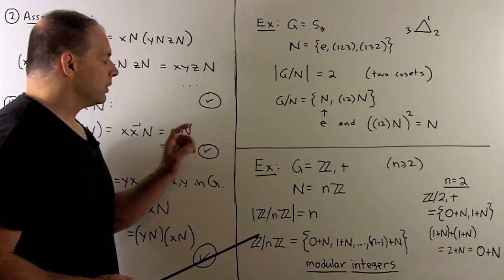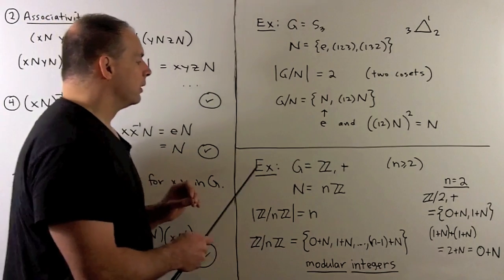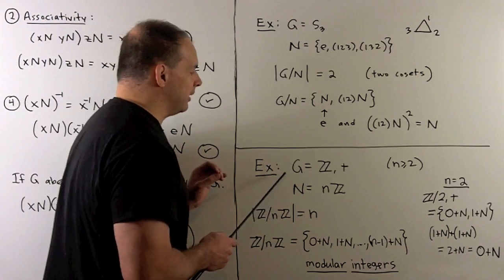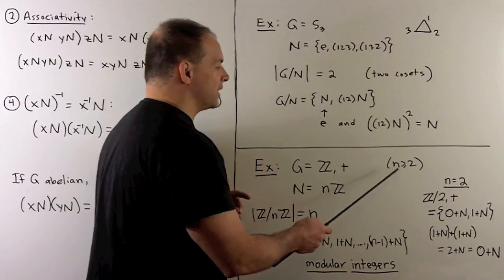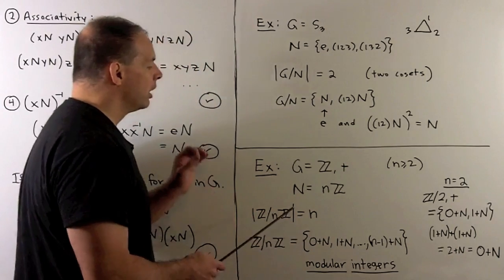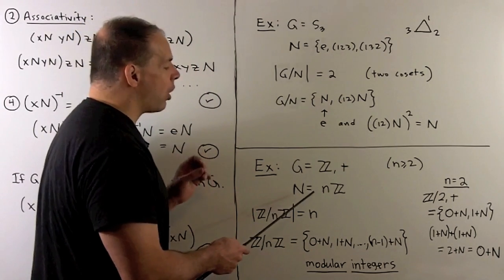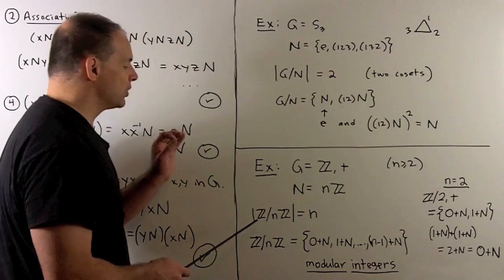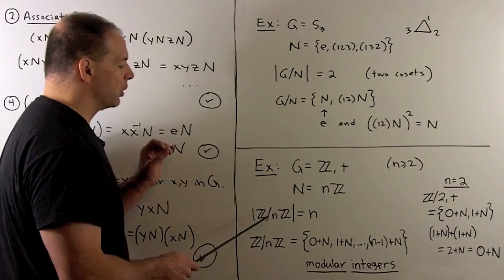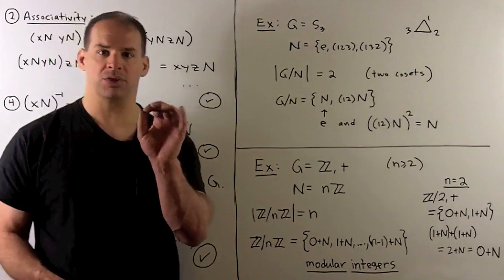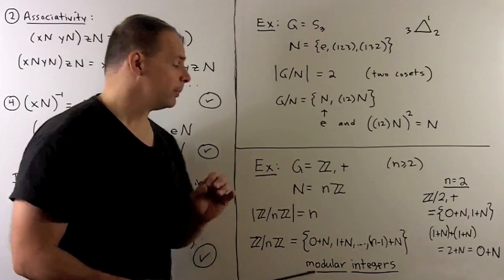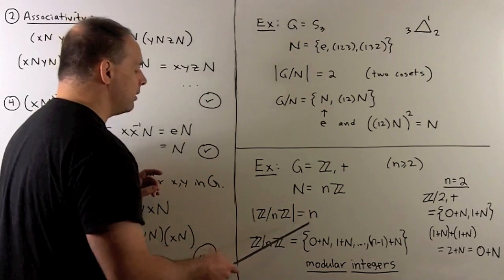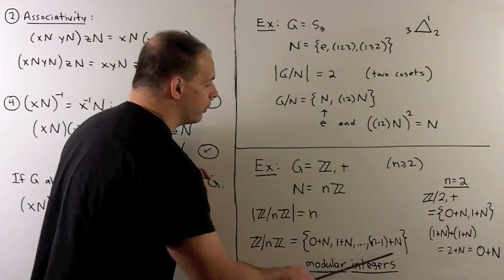Another example, and this one should be familiar. We'll take our group to be the integers under addition. We'll fix an n greater than or equal to 2. Our normal subgroup is going to be all integral multiples of n. Here, the number of cosets, the order of Z modulo nZ, so it's what I normally call Z mod n, is going to be equal to n, and so we can write these out as so.